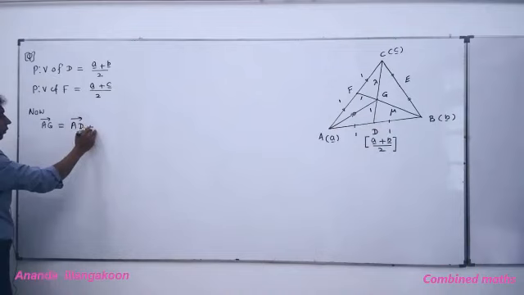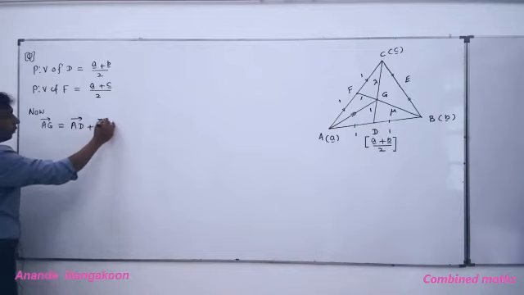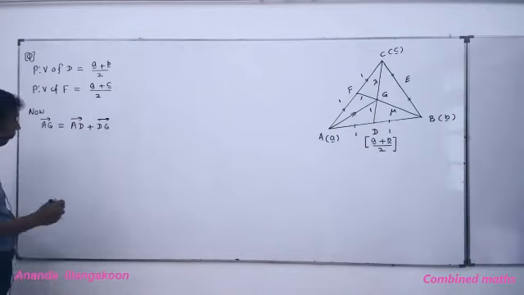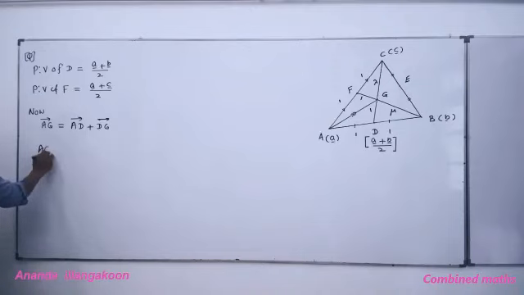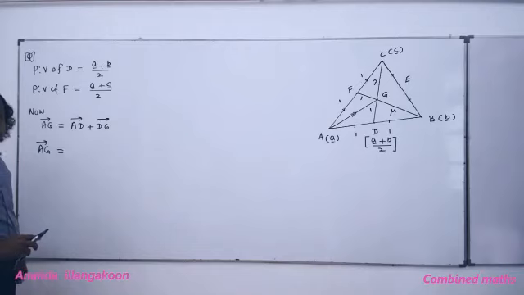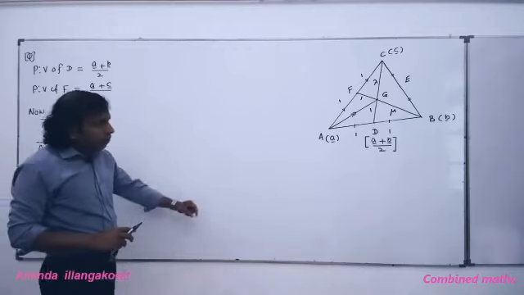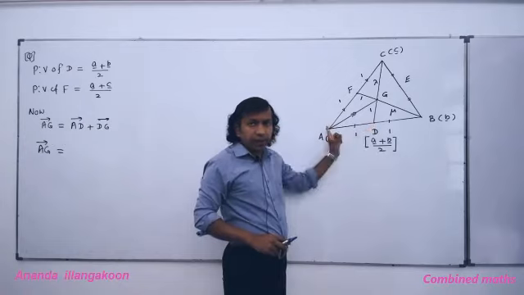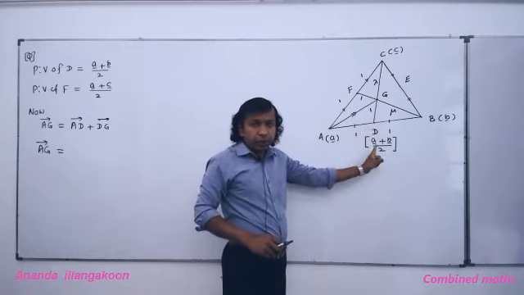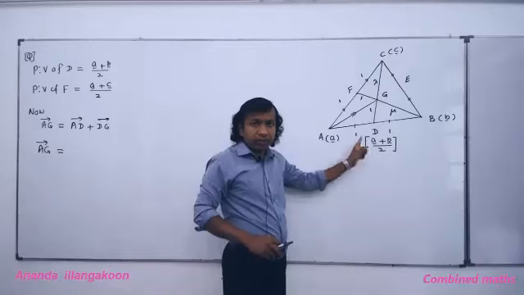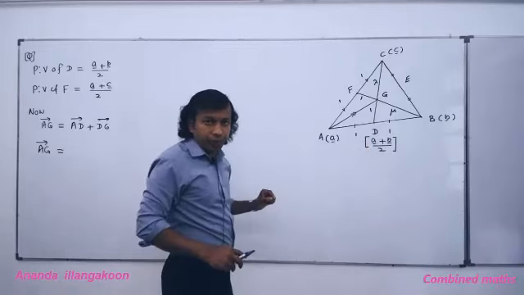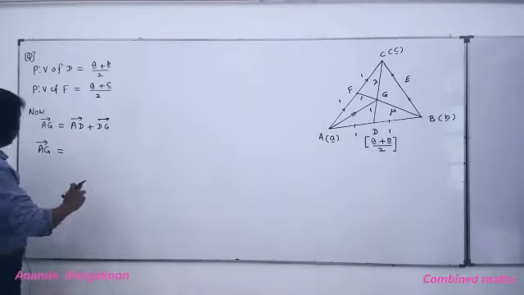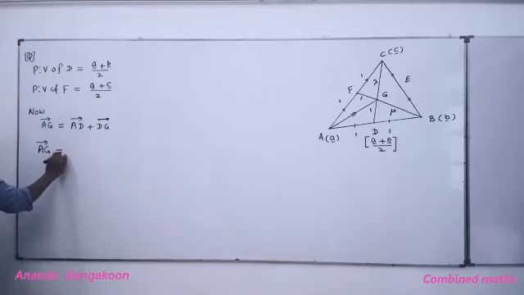AD plus DG. Okay, then I can write the AG vector. How to write the AD vector, A to D? Position vector of the second letter minus position vector of the first letter. Right? Then the AD vector I can write like this: position vector of D minus position vector of A.